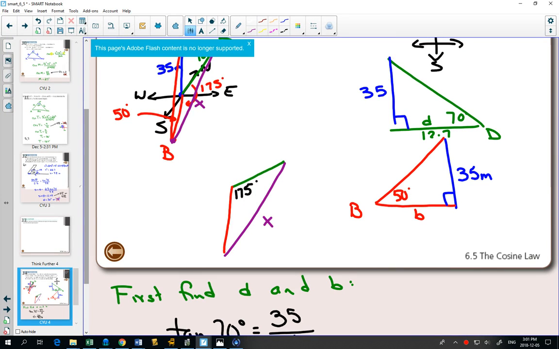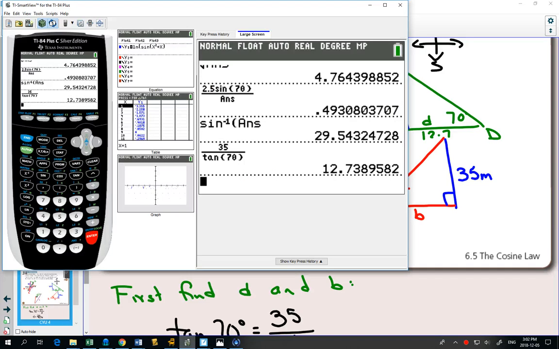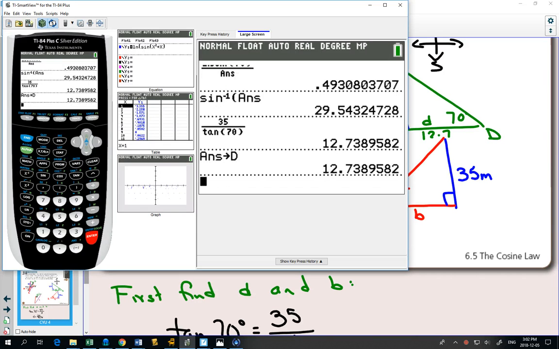That tells me on this triangle, this side is 12.7. Because I want to keep all of my decimal places, I'm going to store this. And since I used the letter D, I'm going to choose the letter D as well. So now 12.7 is stored in my calculator as the letter D. The store button gives you the arrow. Okay?